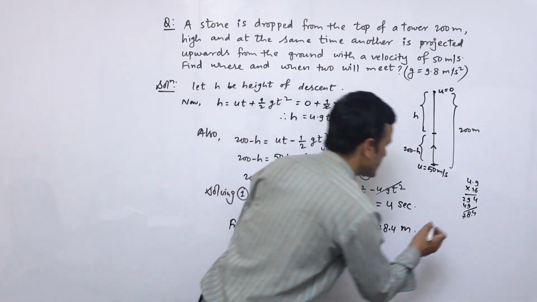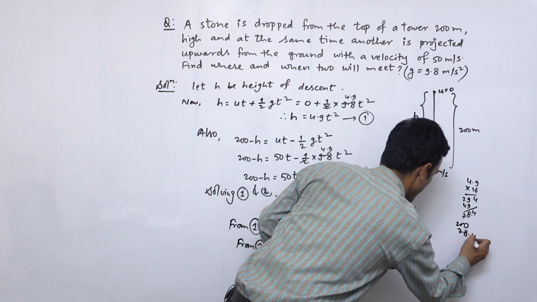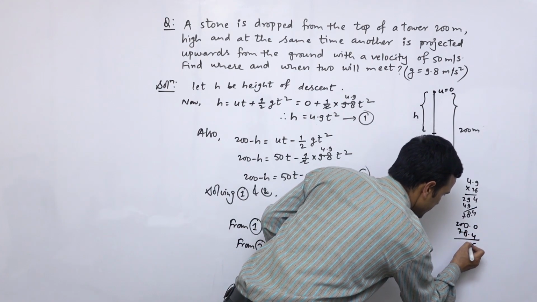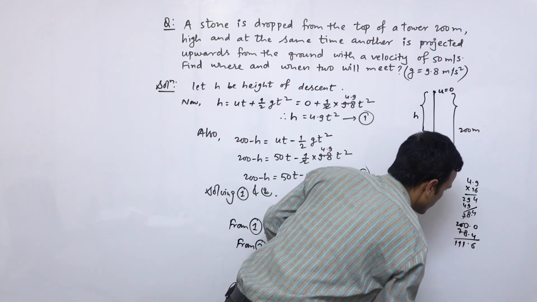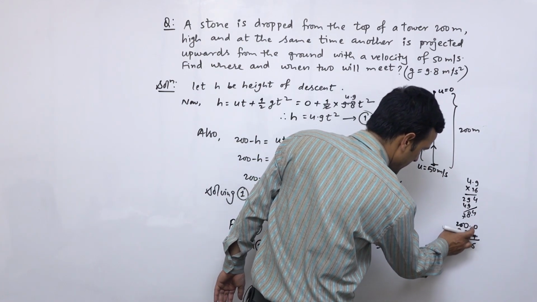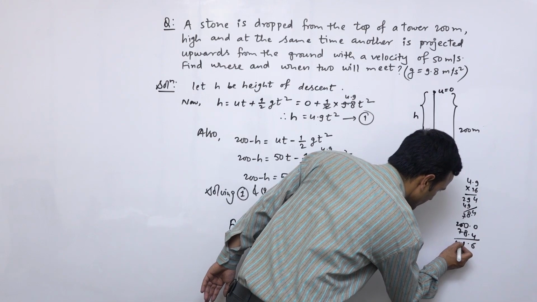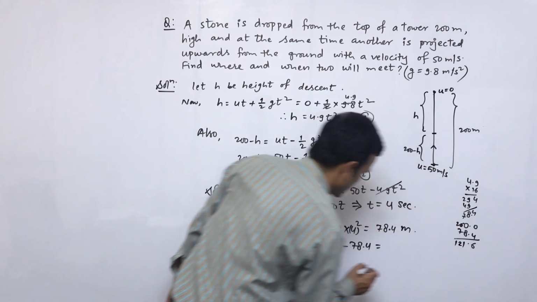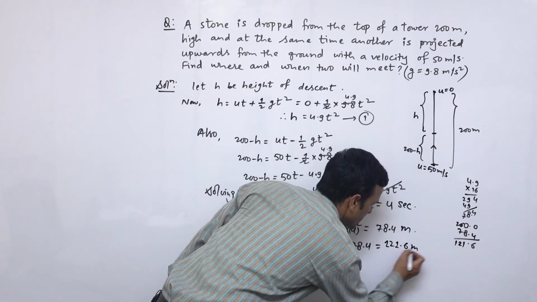If we subtract it, 200 minus 78.4: 10 minus 8, 9 minus 8 is 1, 9 minus 7 is 2, and 1. So it will be 121.6 meters from the bottom.